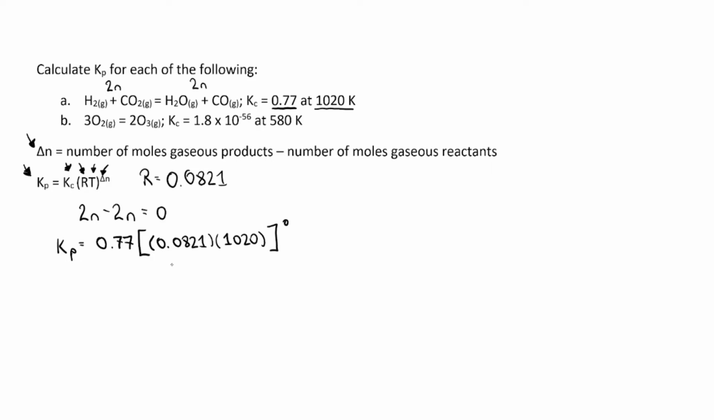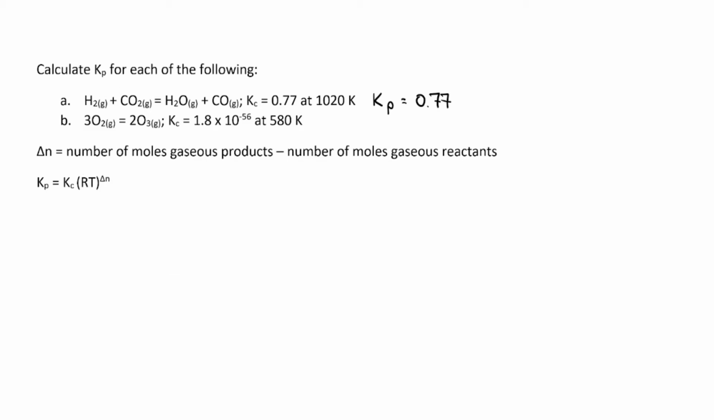Knowing that this is all brought to the power of 0, we know anything brought to the power of 0 is going to equal 1. So this equals 1. So we get Kp equals 0.77 times 1, and what that means is Kp equals 0.77. That's the answer to the first one.